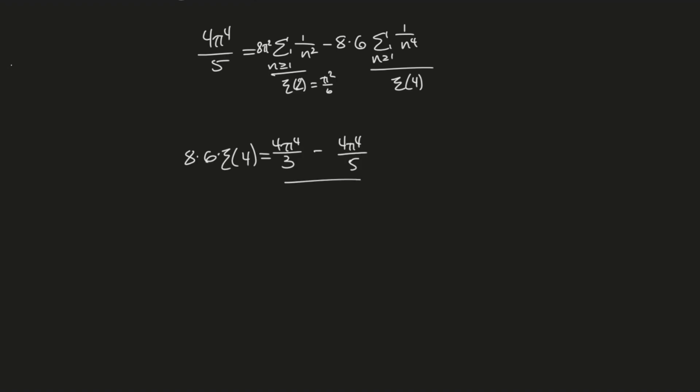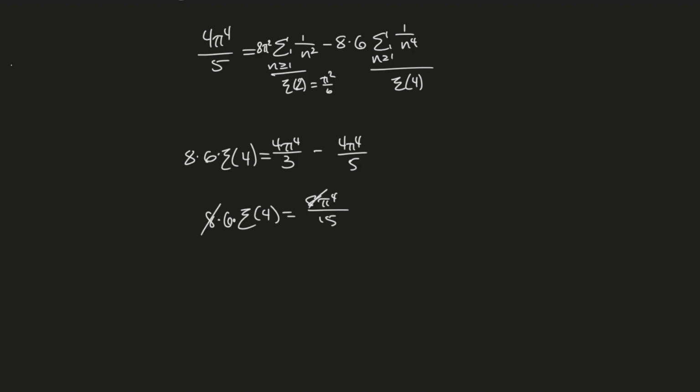Now we're going to want to get these into a common denominator. So we have 8 times 6 times zeta of 4. I'm going to multiply this left fraction by 5, so we're going to get 20 pi to the 4th over 15, minus, and multiply this one by 3, so 12 pi to the 4th over 15, and overall this just gives us 8 pi to the 4th over 15. So we have 8 pi to the 4th over 15. Now you might see why I left this as 8 times 6.